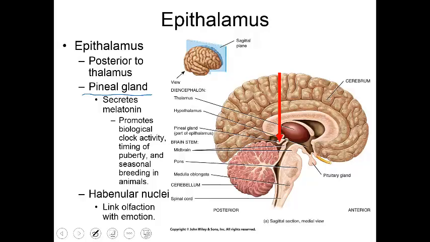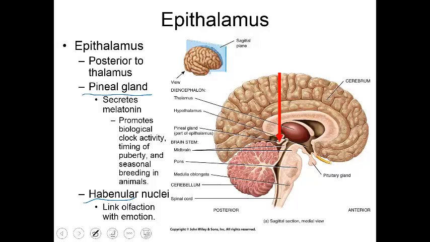Now, the epithalamus is also home to a nucleus called the habenular nucleus. The habenular nucleus is interesting because it's not the center for smell. Olfaction refers to the sense of smell. So the habenular nucleus is not a center for the sense of smell, but it links smells with emotion. So this gives you an associated memory that comes with certain smells.